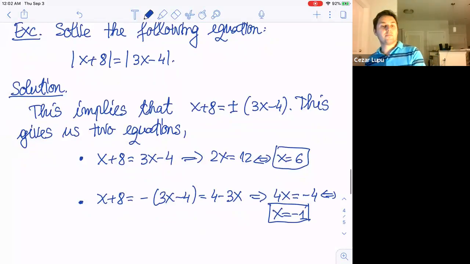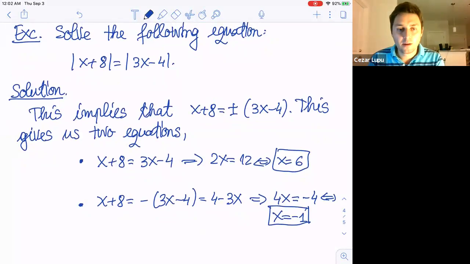And again, you can plug this in. If you plug 6 into the first absolute value, it will give you 6 plus 8, which is 14. The absolute value of 14 is 14. Then in the second one, you have 6 times 3, which is 18, minus 4 is, again, 14. The absolute value of this is 14. And the same goes for negative 1. You can check it yourself. So this is how we solve this kind of equation when both of the two quantities are in absolute value. It's not hard, I would say.